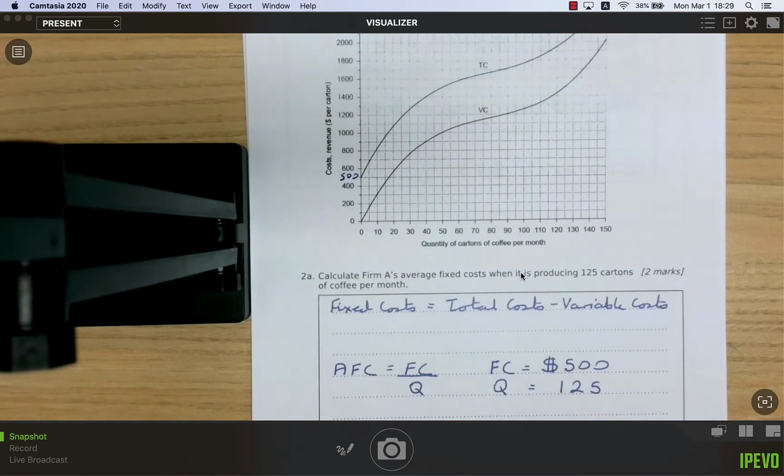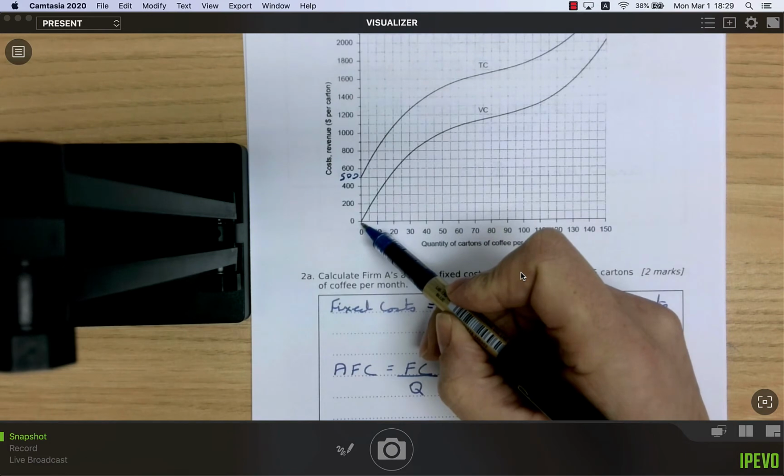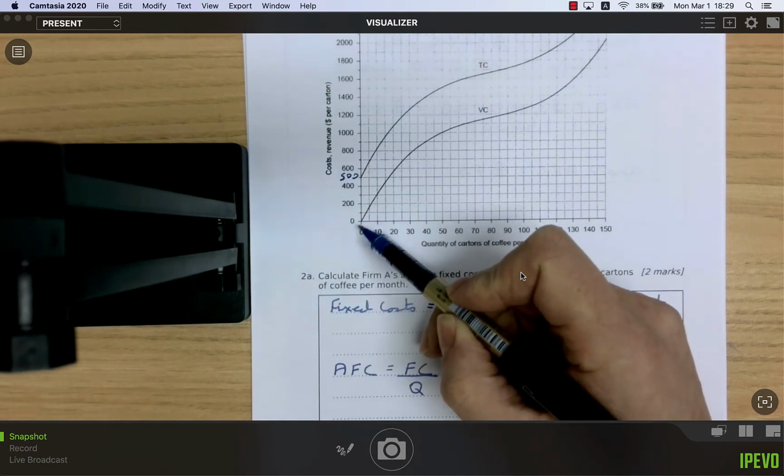So what we're saying here is that variable costs at a quantity of 0 production are 0 because they change as output changes. They're 0 at 0 production. So when you're making nothing, your variable costs are nil, but you still may have fixed costs.